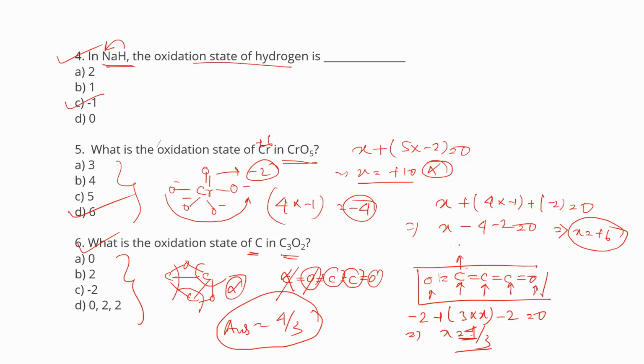So this carbon will have -2. Sorry, this carbon will be +2. This carbon will have 0, and this carbon will be +2. So this is the average for each carbon. If you multiply it by 3 for the 3 carbons, it gives 4. So 4 means 2 carbons will have +2 and 1 carbon will have 0. So that's why option D is correct, because 0, 2, 2. Okay, so option D is the correct answer.